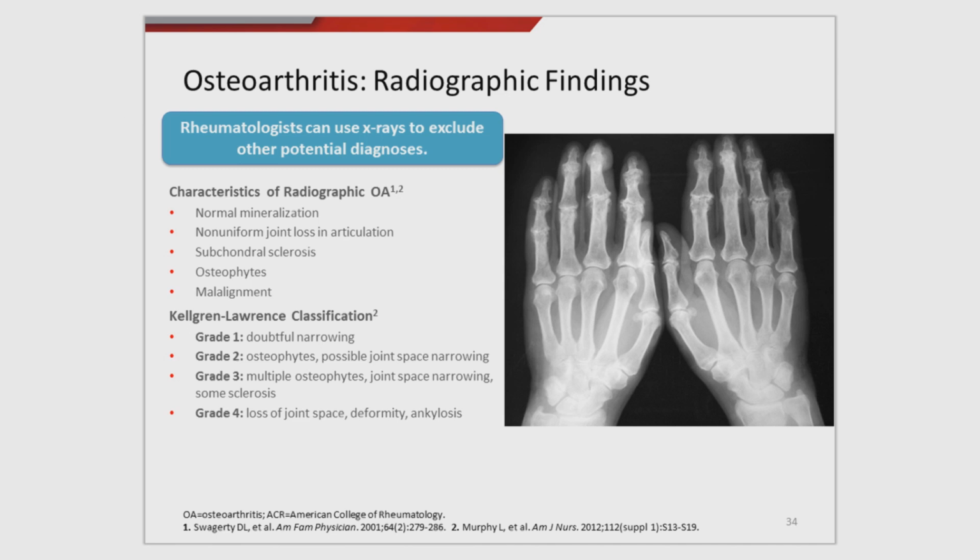Kellgren-Lawrence classification can be devised by the X-ray. You can see 1 through 4. There you have a grade 4 at the third PIP joint, where you see almost complete joint space narrowing. And now you have the proverbial bone-on-bone scenario.